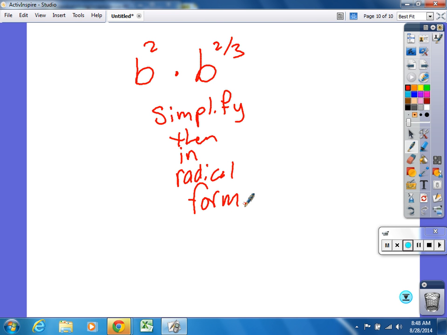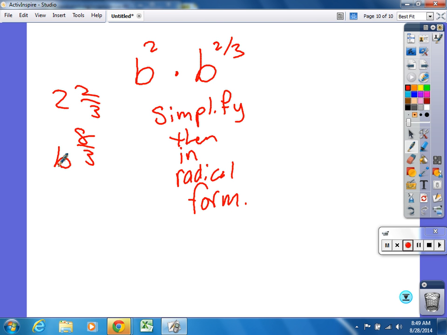So, this is exactly like yesterday's, right? What are we going to do when we have like bases with exponents? We add them, right? Go ahead and add them. So we're going to go 2 plus 2/3, which is 2 2/3, correct? Do I want to see it this way, though? No. So then we go from this mixed number to an improper fraction by quickly going 3 times 2, 6, 6 plus 2, 8/3. So this is b raised to the 8/3. Okay, that is simplified now.